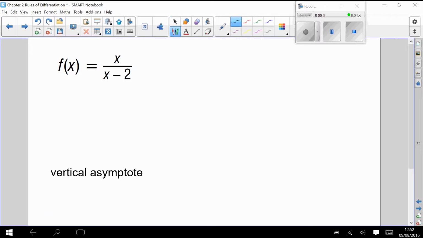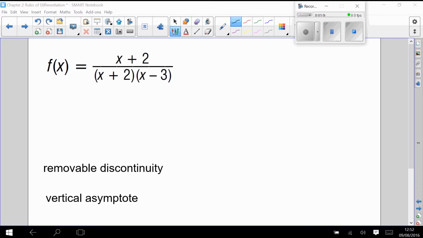Do you remember that you have a vertical asymptote if you have a non-removable factor which involves a variable in the denominator of the expression of your function? In this case, I have a factor of x minus 2 in my denominator, and that clearly cannot be 0. In other words, when x minus 2 is equal to 0, I'm going to have a vertical asymptote. This means that I'm going to have that vertical asymptote when x is equal to 2.